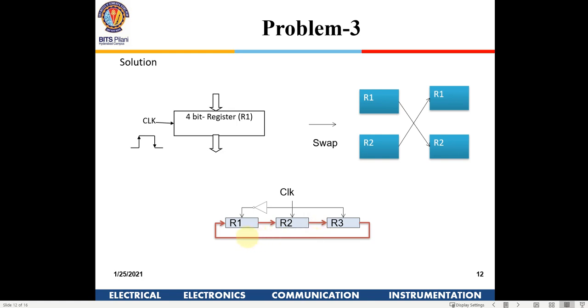What is the race around condition? If you don't put an inverted clock and we just connect R1 and R2, whenever the clock goes high, data of R1 will be fed to R2 and R2 will be fed to R1. Again R1 will be fed to R2, so there could be a race around condition. The data could keep changing as long as the clock is high. We don't want that to happen, so that is why an inverted clock is given to R1 with respect to R2.